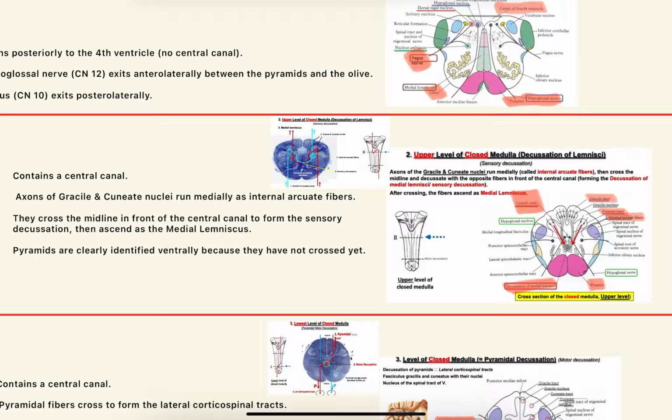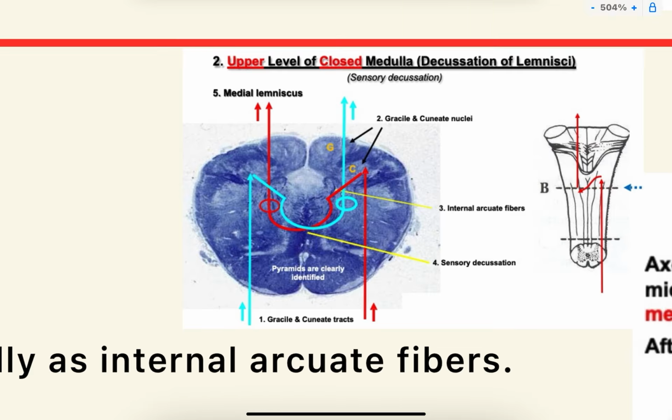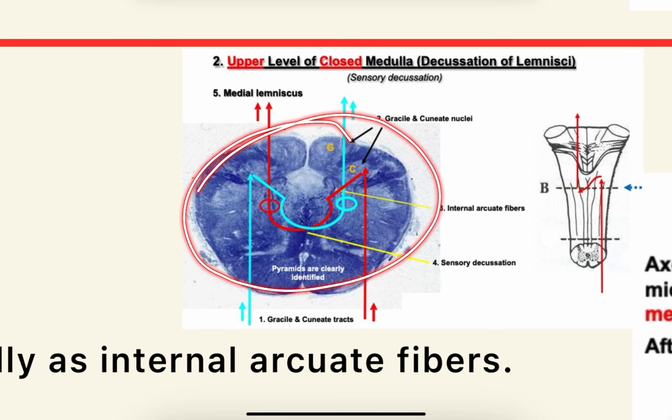Now, we cannot see any pyramids clear here because they have not crossed yet. So it's most important to talk about the sensory decussation, okay? So let's take a look at it here. I have what? I have the gracile and the cuneate. They come together, cross in front of the central canal. They will give me internal arcuate fibers, sensory decussation, and then it will be called the medial lemnisci. And this is how it will look like. I don't see clear pyramids yet.